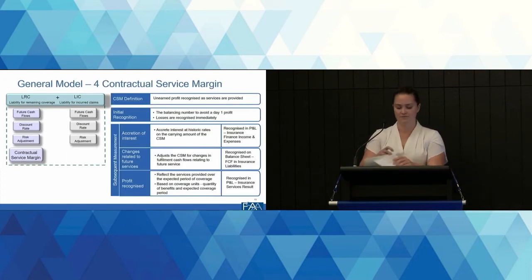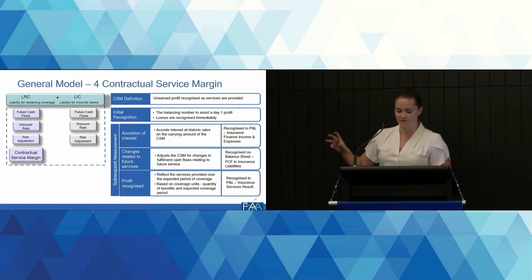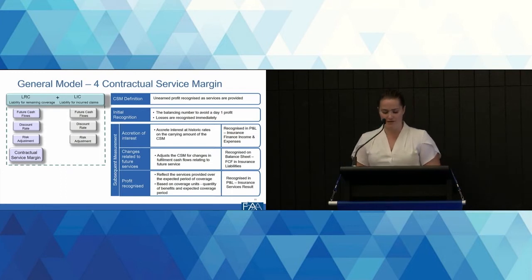All right, so now to the CSM. So you'll see we've got a little diagram on the left, and you'll see that the CSM is only part of the LRC calculation. And what it does is it's established on initial recognition to offset initial risk-adjusted profits. And at this point in time, a discount rate is also locked in, and that discount rate is used for the duration of the contract. So as you go to do your calculations going forward on subsequent recognition, you use the same discount rate for that cohort that was locked in at that time.